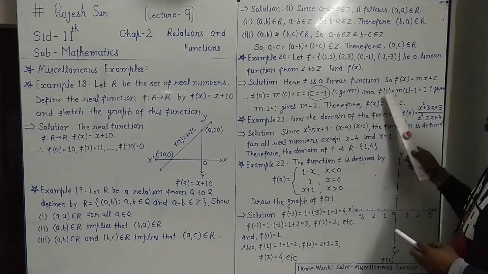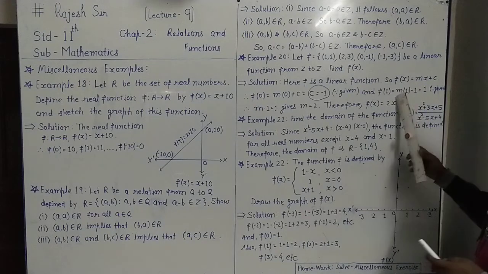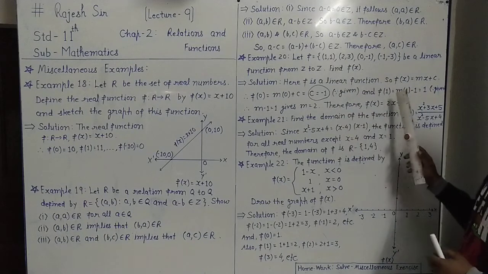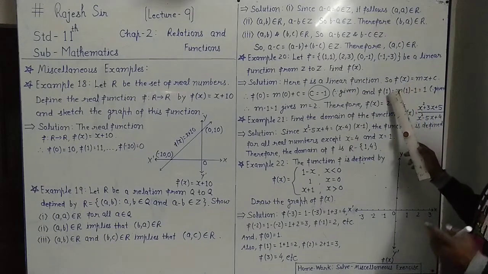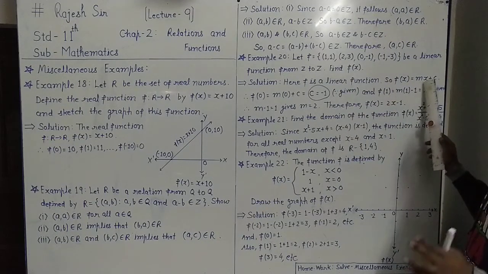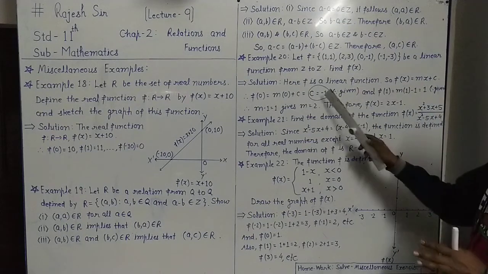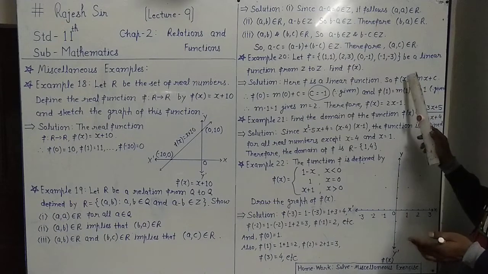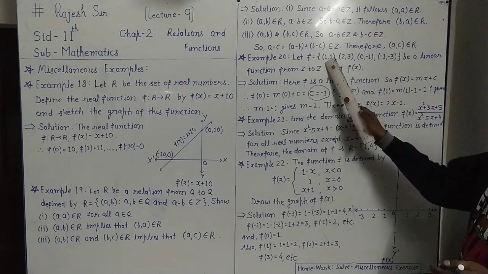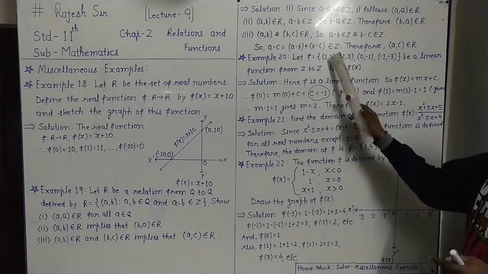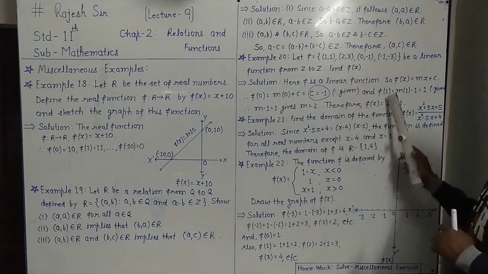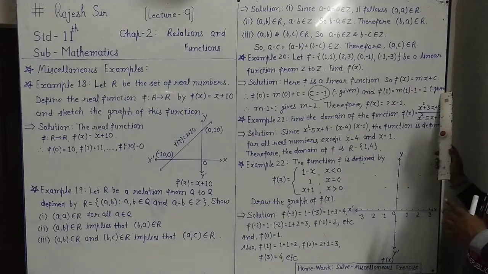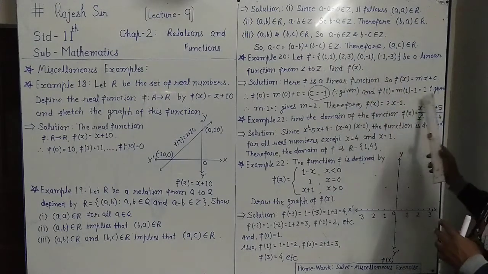And for f of 1, now x equals 1. This function we are using with this relation. f1 equals, in place of x, 1 is placed, so m into 1 plus c. For x equals 1, the function's value is 1. For domain 1, the range is also 1. That we have used, because the given (1, 1) we have used.